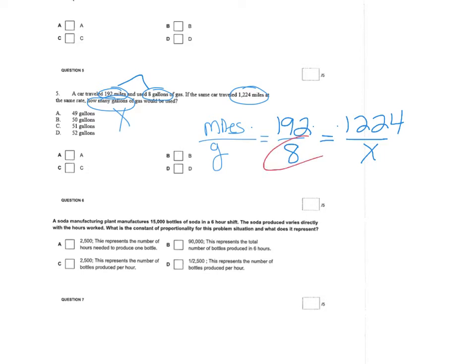This is when we cross multiply the numbers we have and divide by the lonely guy. So when we cross multiply, we get 97, 92, divide by the lonely guy, and you should get 51, so C.